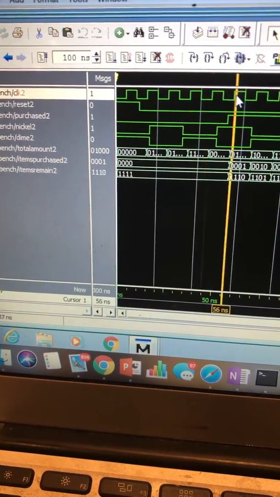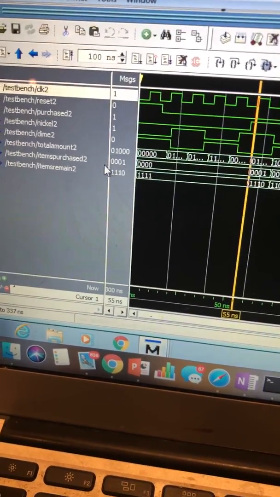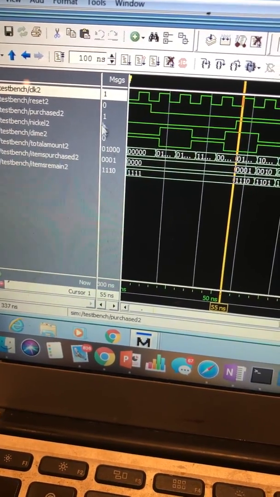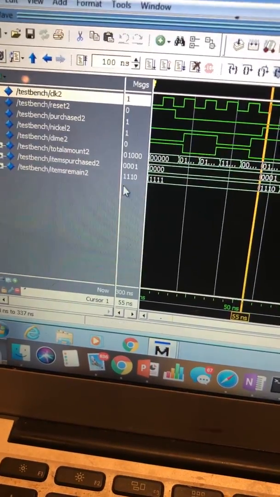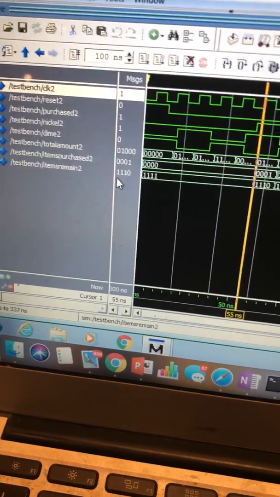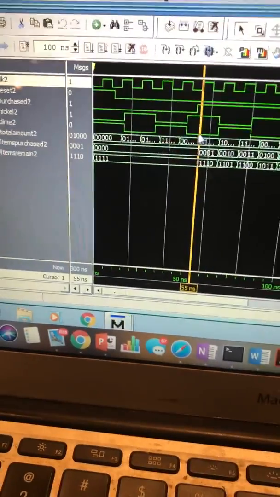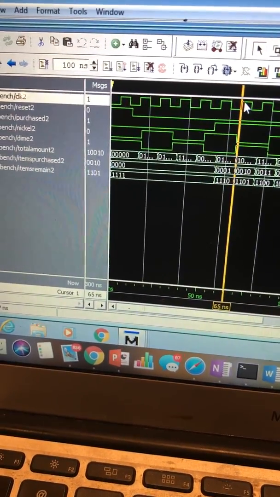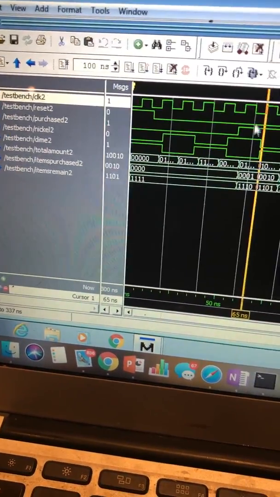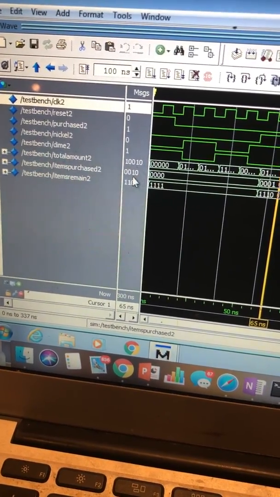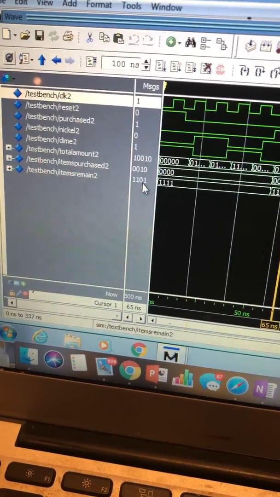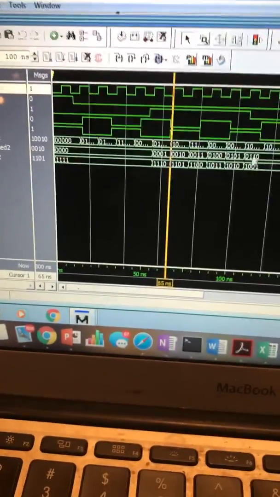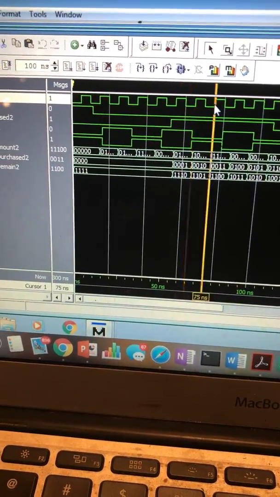So let's see what happens when purchase is equal to 1. When purchase is equal to 1, then an item will be purchased, so it's incrementing by 1, and then an item remaining will be taken away, so it is decremented by 1. And that happens on every positive clock edge as the purchase stays 1. So we can see it incremented by 1 again, making the items purchased 2, and making the items remaining 13. And we can just see how that works there.